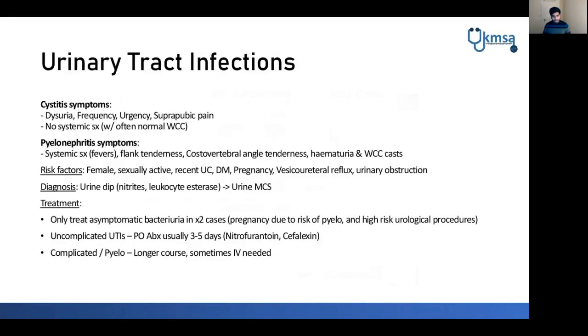If it's uncomplicated, you usually treat with a short course of oral antibiotics. If it's complicated or you have pyelonephritis, then you usually need a longer course or IV antibiotics, and sometimes we admit patients for that.